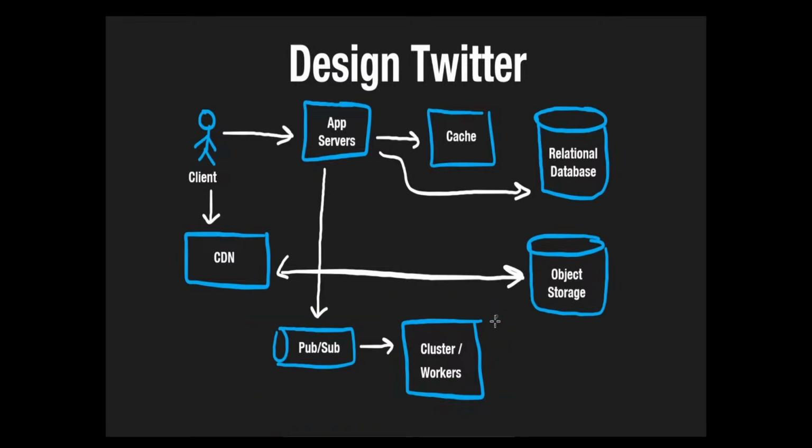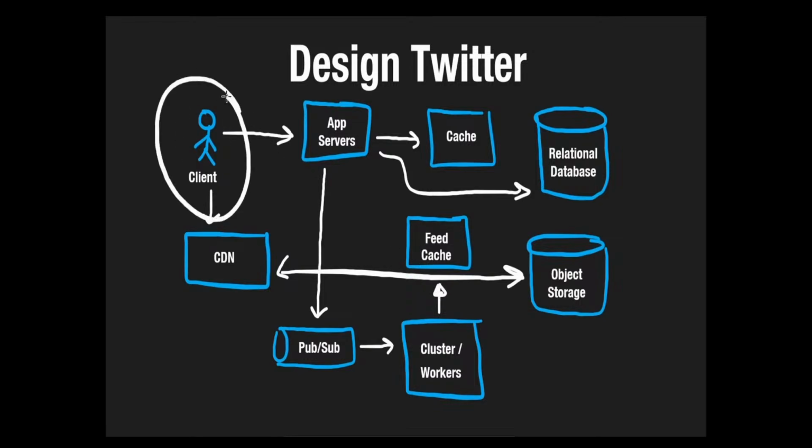And the point of this is that these will basically feed into a new cache, and this cache will be responsible for actually storing the user feed. So now when a user loads their homepage and gets their list of 20 tweets, the application server will actually be hitting this feed cache.